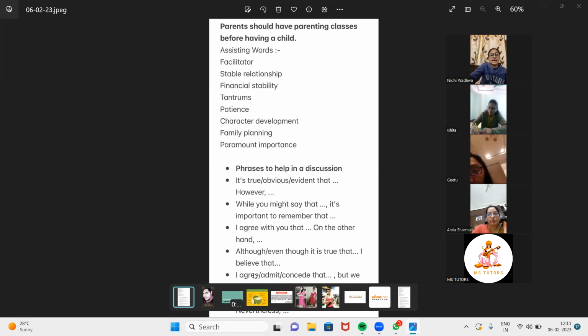Then next, a few of the phrases right in front of you. You can start your sentence with these words: it is true, or it is obvious, or it is evident that, and then however, while you might say that, it is important to remember that, I agree with you. On the other hand, or you can say although, even though it is true that, I believe that, I agree, or I admit, or I concede. These are the synonyms.